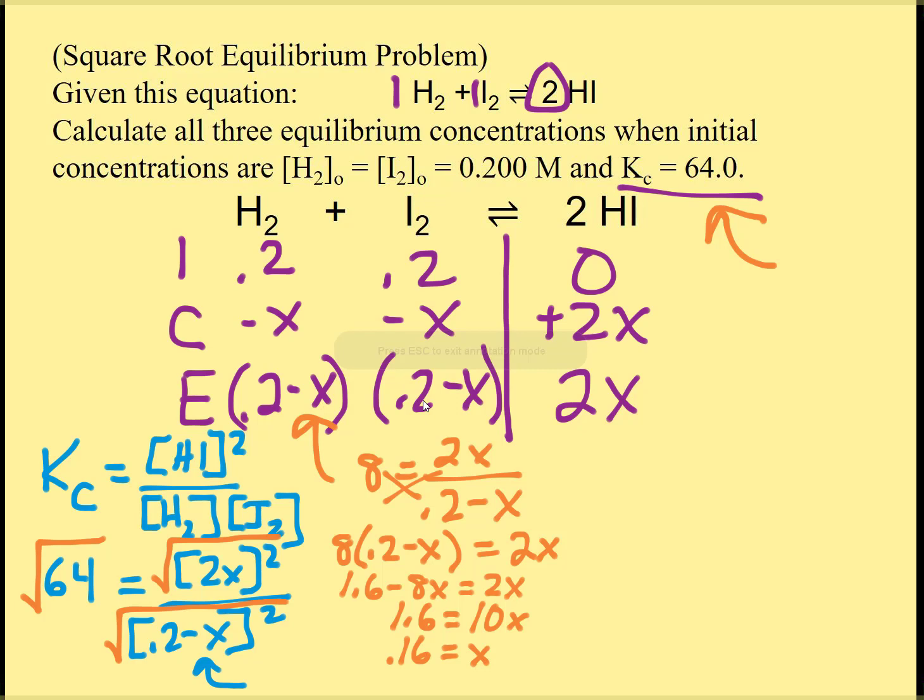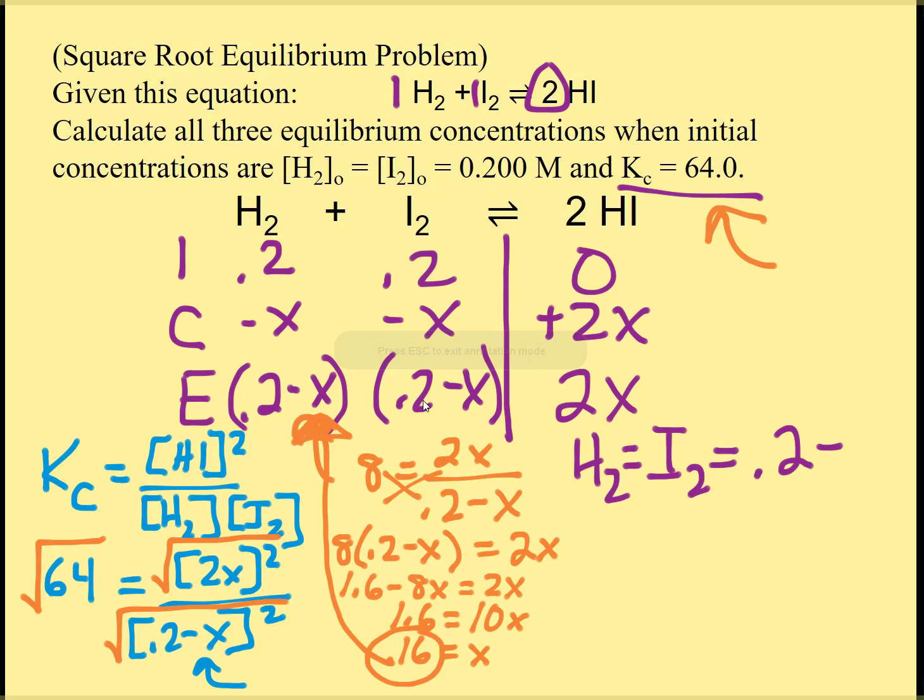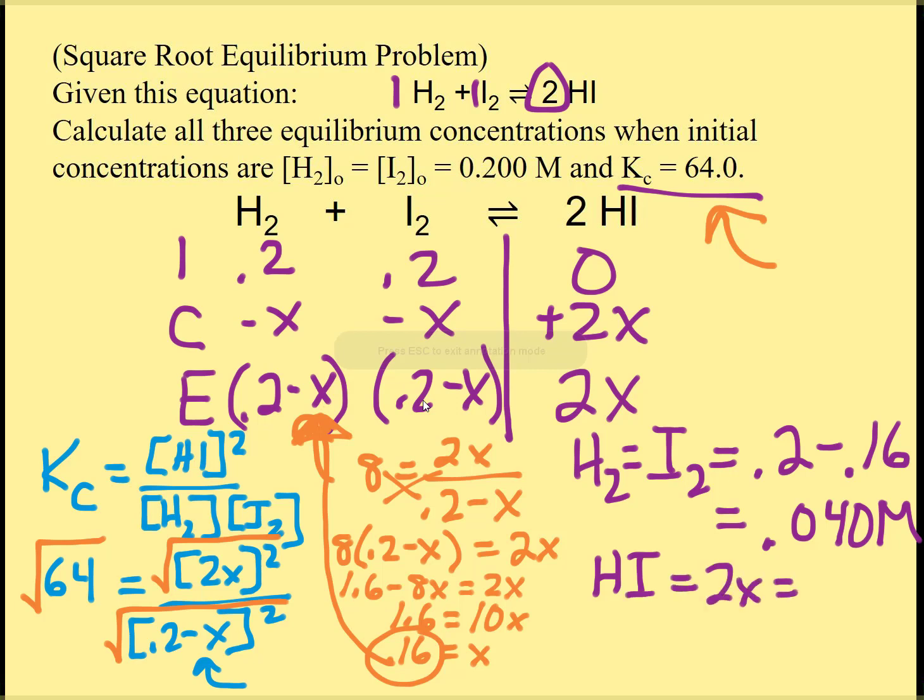0.16. So looking at this x, to find the equilibrium concentrations, I need to take this x and stick it up here. So to find the H2 and the I2, I'm going to take 0.2 minus 0.16, and I'm going to get 0.040, and this is molar concentration. And then to get the HI, it equals 2x. So I'm going to do 2 times the 0.16, and I get that it's 0.32.